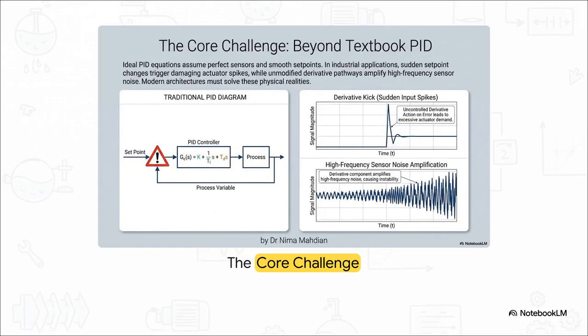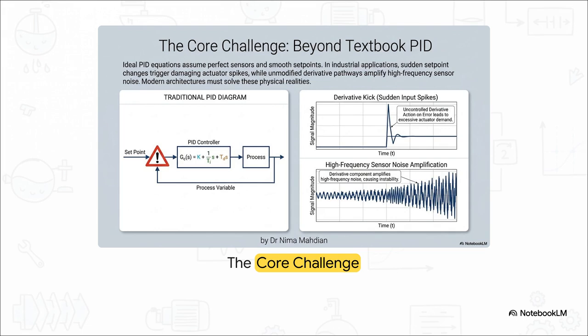Because let's face it, the core challenge we're dealing with is moving beyond textbook PID. Ideal equations are great, but they assume perfect sensors and perfectly smooth set points. Physical realities inevitably intrude. Just think about it. Sudden set point changes will trigger massive, damaging actuator spikes.